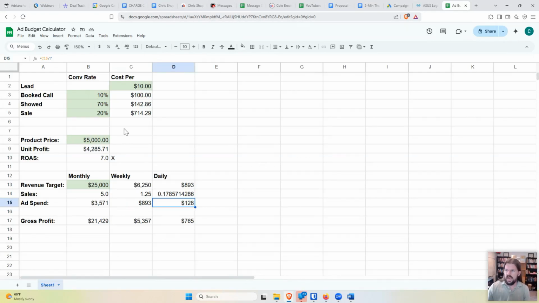So how this works for you is going to vary, right? The numbers in these green boxes are going to be different from business to business, and they'll depend on what your business is, who your audience is. They'll also depend on how good your process is, right?